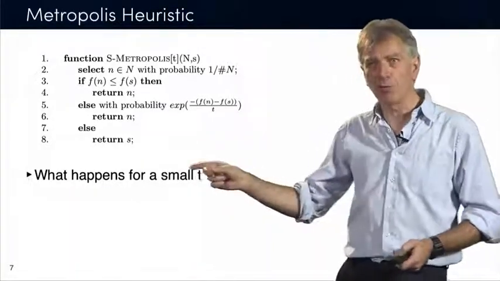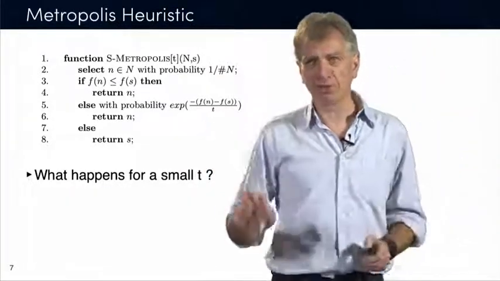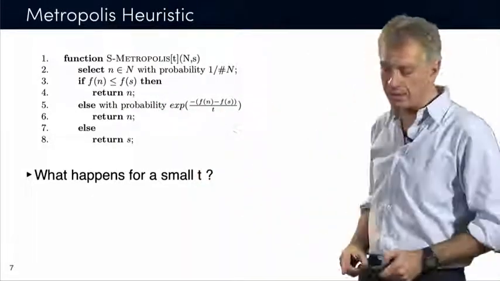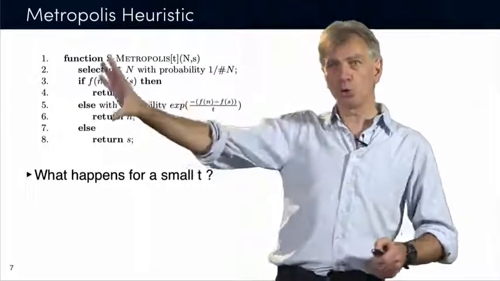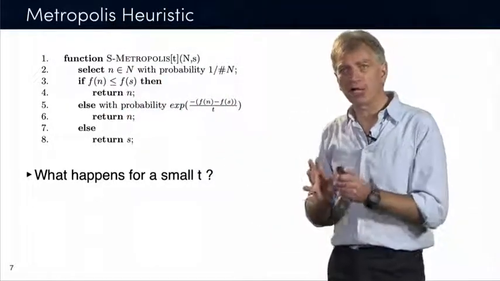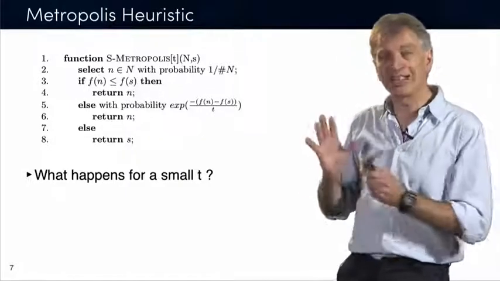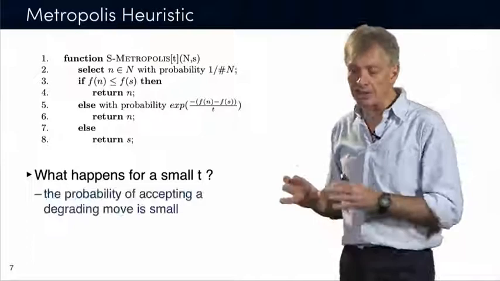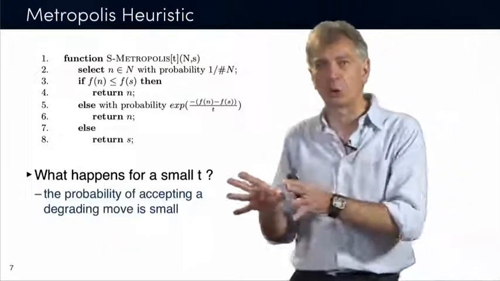If you have a small T, the opposite is going to happen. If you have a tiny, tiny T, like 0.00001, that value here is going to be really negative, and therefore you're only going to accept a degrading move with very, very low probability, which basically means that in this particular case, you are kind of being greedy, right?